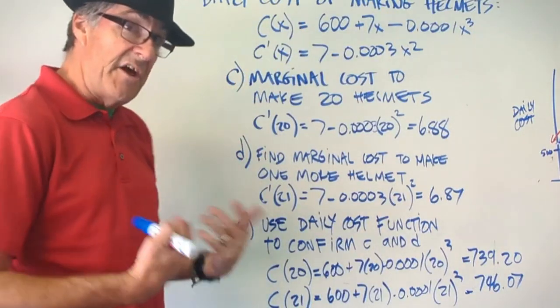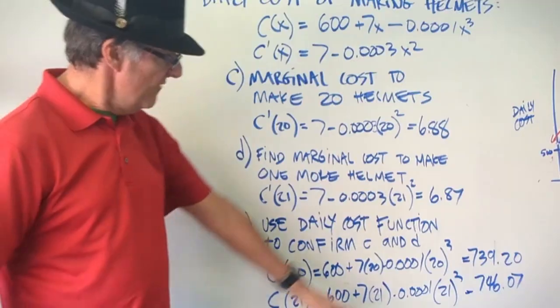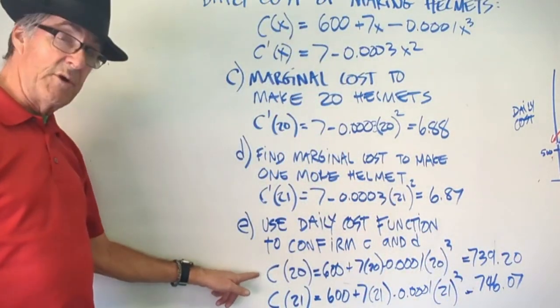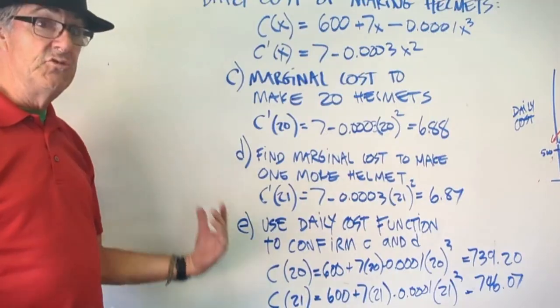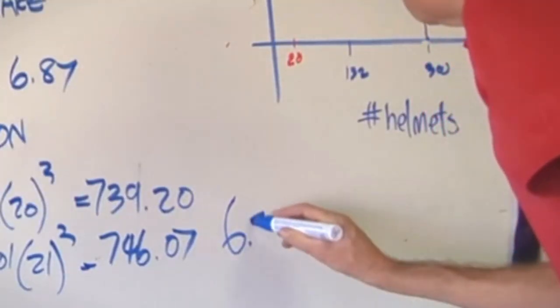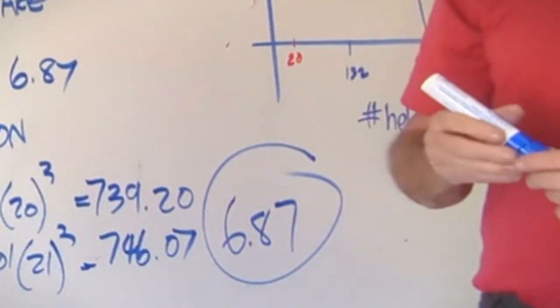That makes sense. I made another helmet. It should cost a little more total daily cost. Now, if I subtract this one from that one, I get the marginal cost going from 20 to 21. And if you do that, your answer is going to be 6.87. So we confirmed what we did with the derivative.